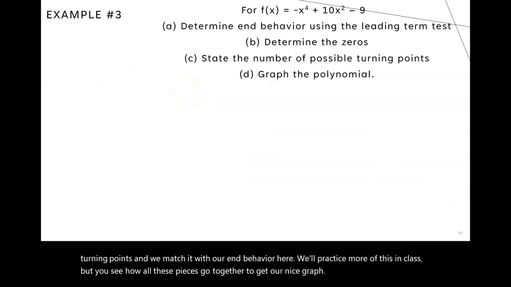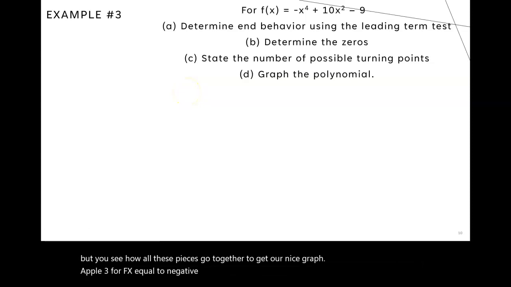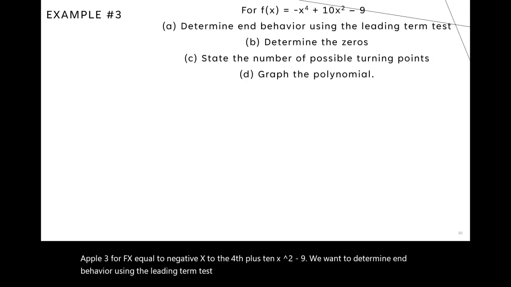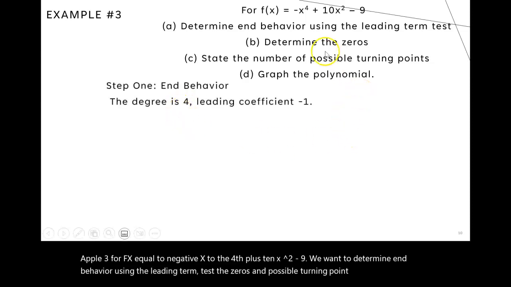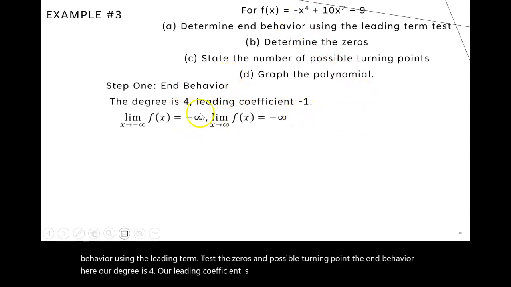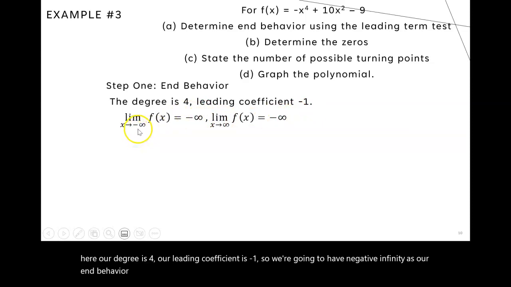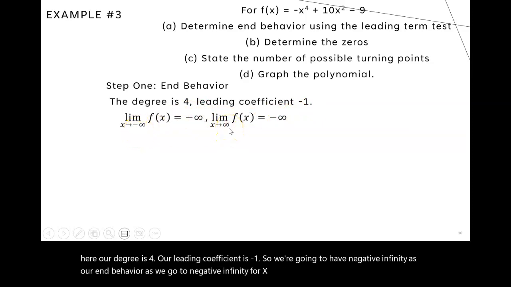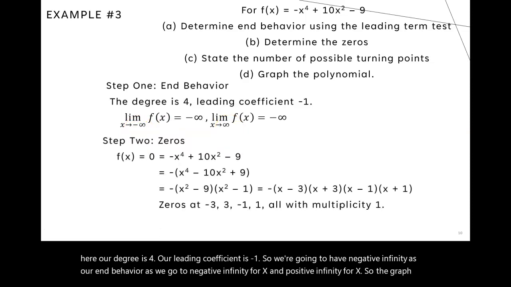Example 3, for f of x equal to negative x to the fourth plus 10x squared minus 9. We want to determine end behavior using the leading term test, the zeros, and possible turning points. So for the end behavior here, our degree is 4, our leading coefficient is negative 1. So we're going to have negative infinity as our end behavior as we go to negative infinity for x and positive infinity for x. So the graph falls on both sides.